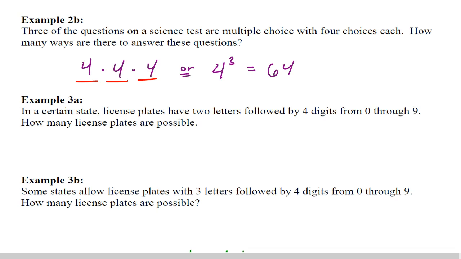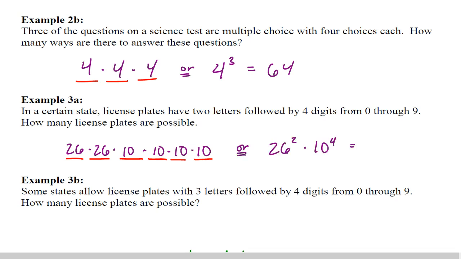Let's see if we can apply this to the next couple of examples. The next one says, in a certain state, license plates have 2 letters followed by 4 digits from 0 through 9. We want to figure out how many different license plates are possible. Again, we could do it this way: the first two items on the license plates are letters, and the last 4 items are numbers. There are 26 letters in the alphabet, so we would have 26 times 26 followed by 4 tens: 10 times 10 times 10 times 10.